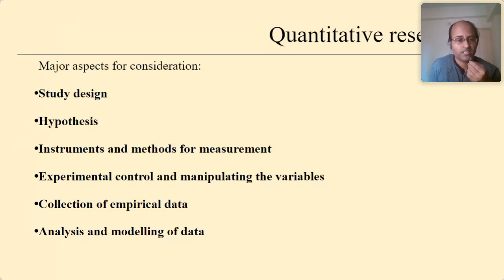We have the hypothesis. It differs from qualitative research in the sense that we have to explain in detail what the instruments and methods are that we'll be using for measurement, what the various experimental controls are, the experiments that you'll be doing, the controls that you'll be having, and how you'll be manipulating the variables to get the optimized data. And then the collection of empirical data and analysis for the same has to be explained very clearly.